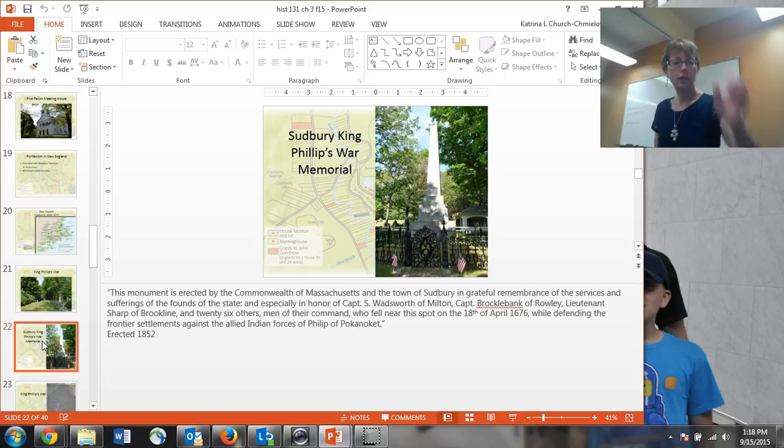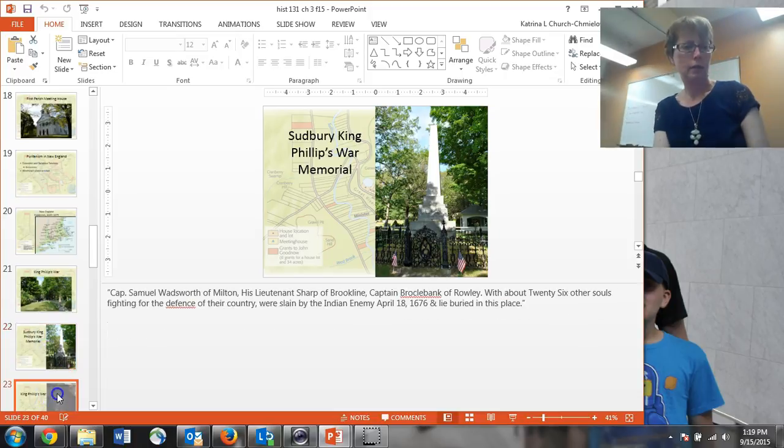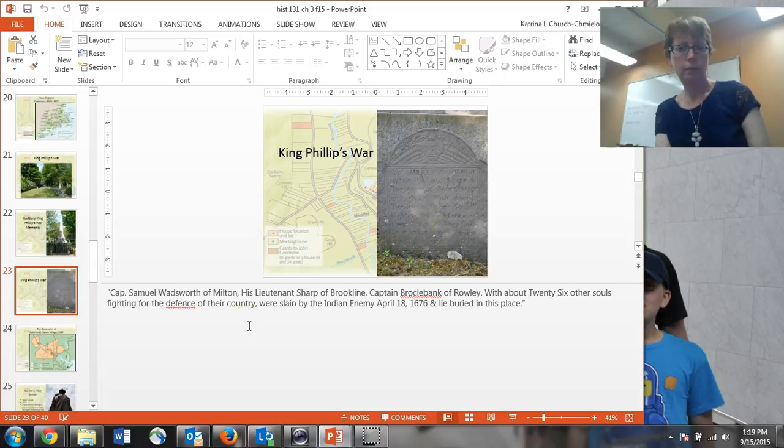And then here's the memorial again. It was erected in 1852, but it says, Captain Samuel Wadsworth of Milton, his Lieutenant Sharp of Brookline, Captain Brocklebeck of Raleigh, with about 26 other souls fighting for the defense of their country, were slain by the Indian enemy April 18th, 1676, and lie buried in this place. Okay?